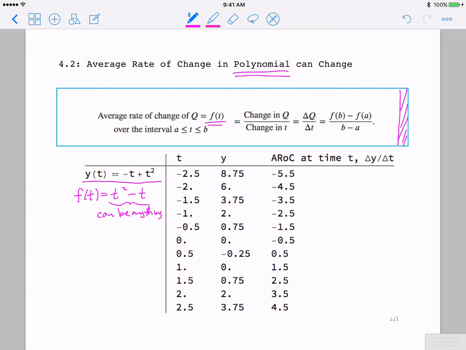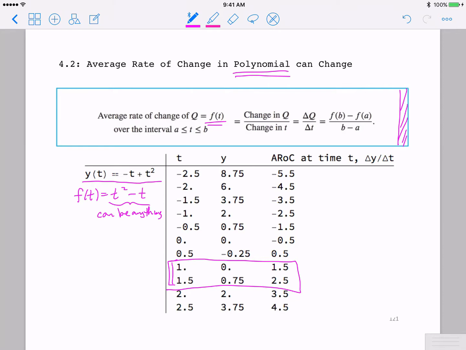This function here can be anything. The average rate of change idea applies to any function. I just thought this would be a good example to illustrate the idea. Again, for example, notice that when you're doing the average rate of change idea, you need to pick two rows of the data to look at.